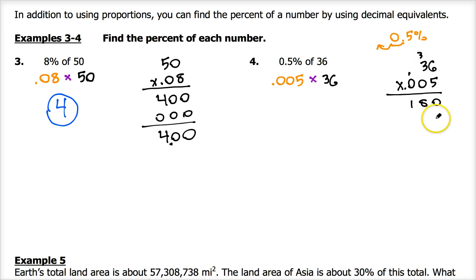Okay, so we get a 180 there, and then we get lots of zeros here down below. So your answer, you get a 180 down below when all is said and done, but we have to add 3 decimal places to this answer. So this actually is 0.180. So 0.5% of 36 is actually just the decimal 0.18.